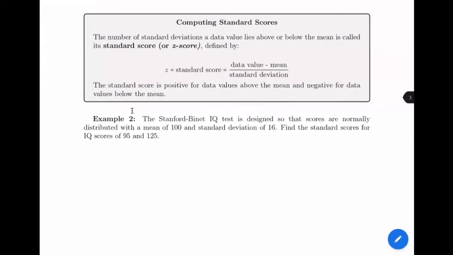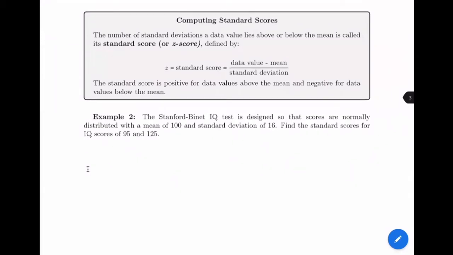Then we'll go into how to compute the standard score, which is also called the z-score. The number of standard deviations a data value lies above or below the mean is called its standard score or its z-score, and it's defined by this equation: z equals data value minus mean, divided by the standard deviation.